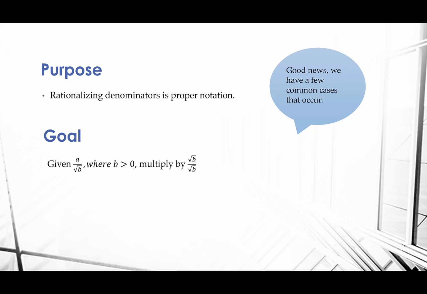So our goal is, given a over the square root of b, where b is a number greater than 0, we're going to multiply by the square root of b over the square root of b. We know square root of b over square root of b, that's just equal to 1, right? Anything divided by itself is 1. So when we multiply by this, we're not changing the value of our fraction, we're just changing the way the answer looks.